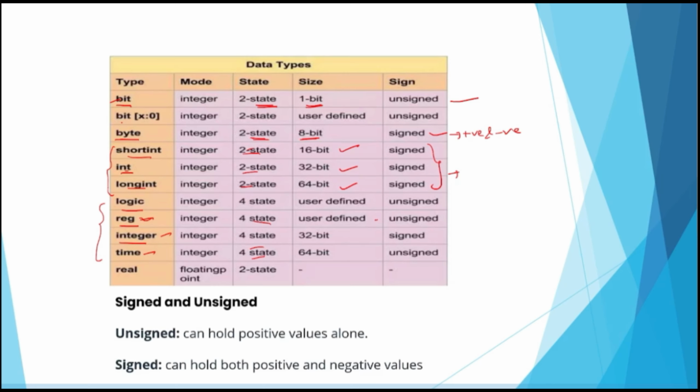As for sign, logic and reg can hold unsigned values, that means only positive values. For integer, just like int, it can hold both positive and negative values. For time it can hold only positive values. Clear? So all these are four-state data types, right? And then comes real. Real means the floating values, nothing but point values. So all these are again two-state data types.